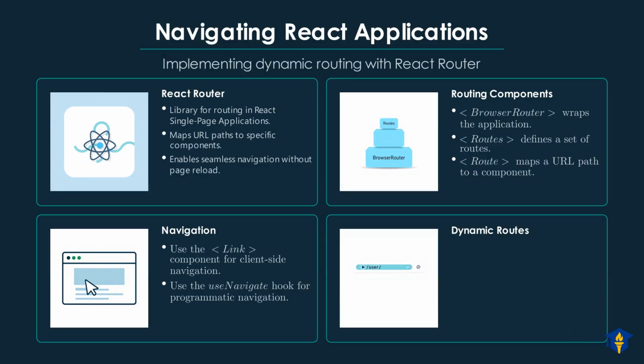Next, we will explore how to create dynamic routes that can adapt to different data. You can pass dynamic data through URL parameters like an ID in a profile path. To retrieve these dynamic URL parameters within your component, you will use the useParams hook.